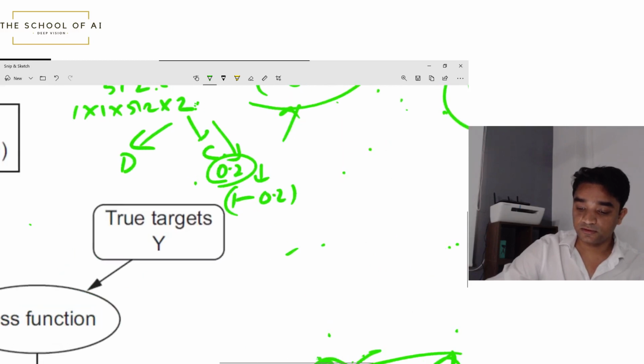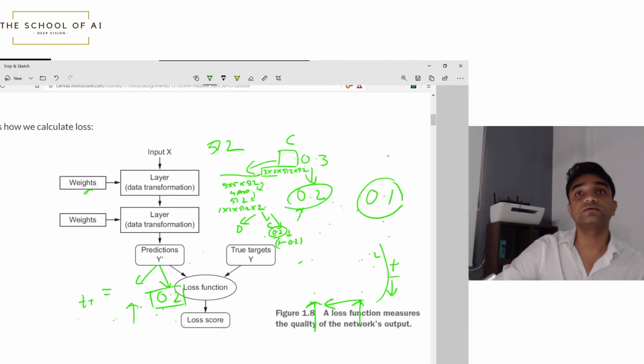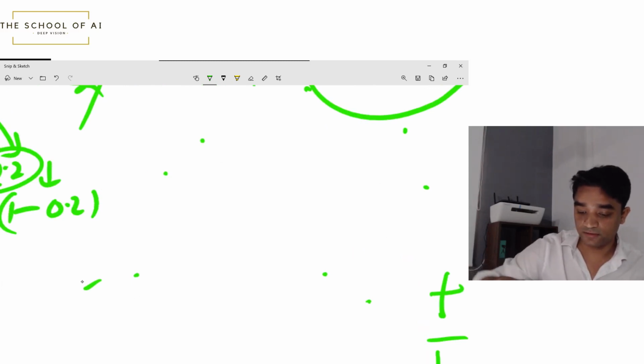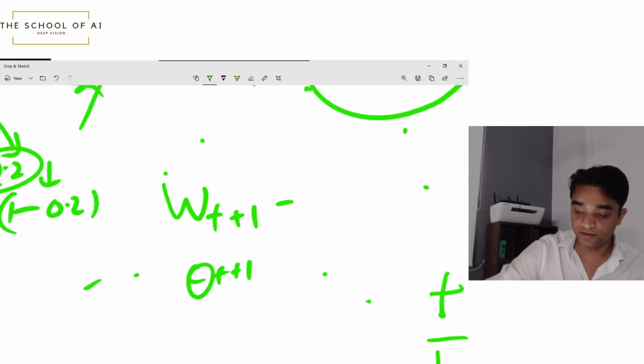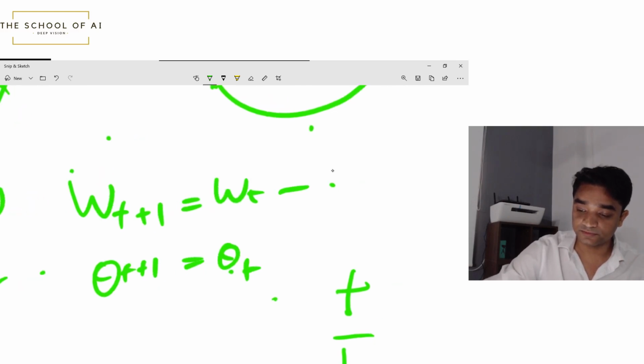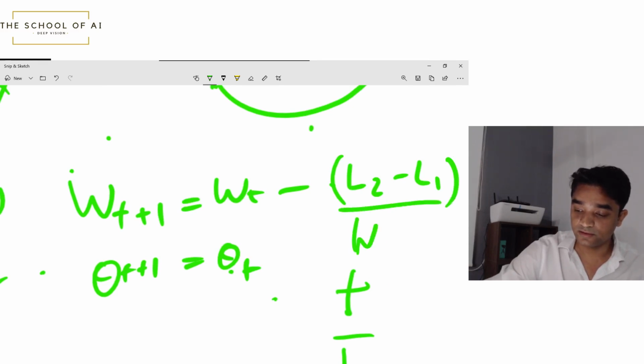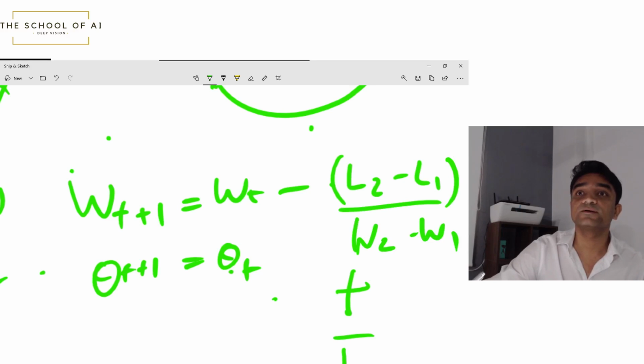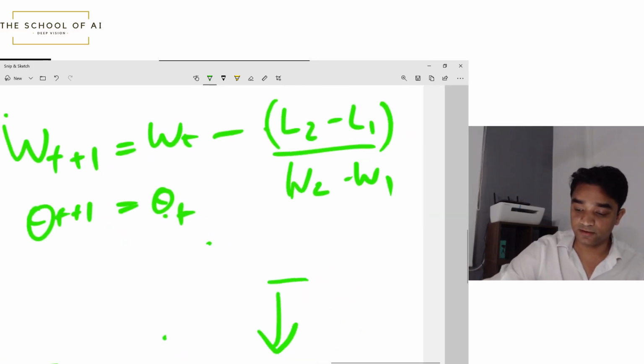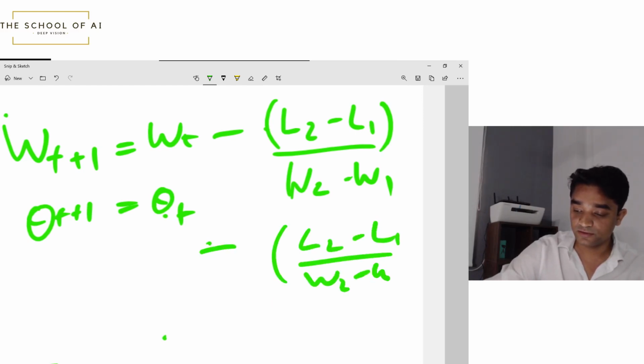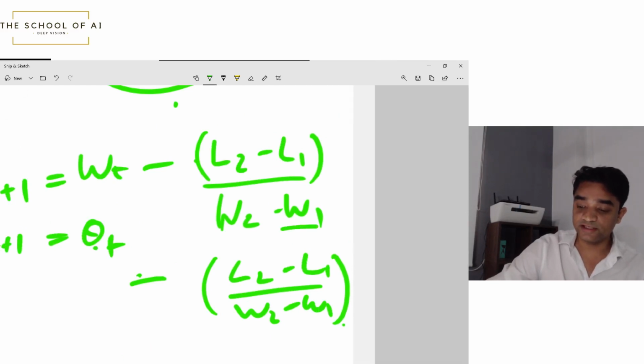The last equation was W t+1 is equal to W t minus something. I'm going to write it again. The equation is W t+1, or theta t+1, equals W t, or theta t, minus (L2 minus L1) divided by (W2 minus W1). The same equation applies for theta t. Now this is the old value, same as this value. This is t and t+1.